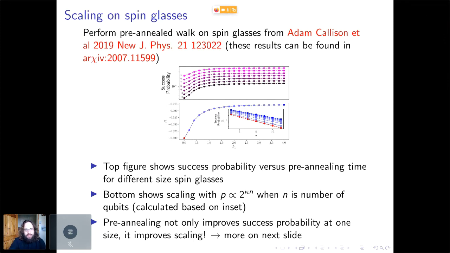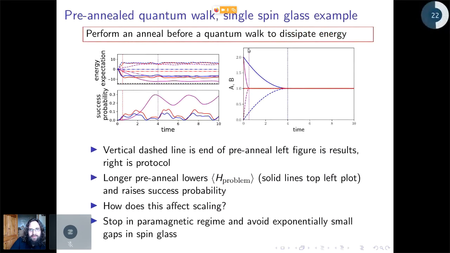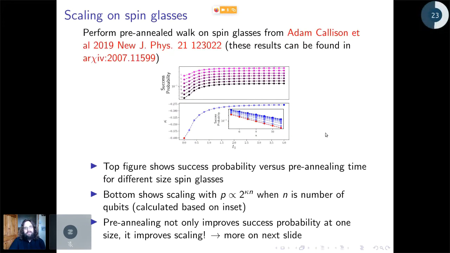So if we actually look at the scaling of these spin glass problems from this Callison paper, these are results in our new paper, but we use the same set of problems from this Journal of Physics paper. You look at the success probability and how it scales. It scales down with size, but the longer you pre-anneal, that's what this T1 is, the more gentle the slope becomes. So the longer this initial ramping down is, the more gentle this scaling slope is.